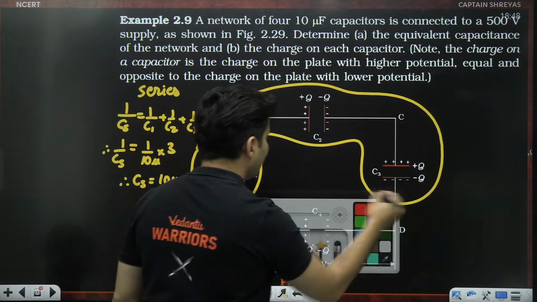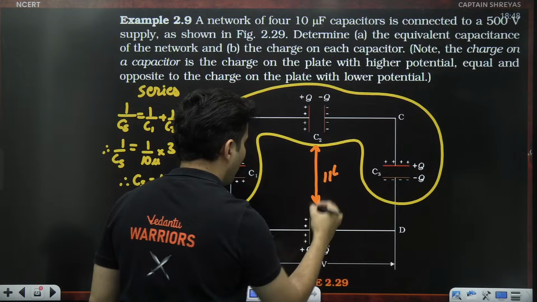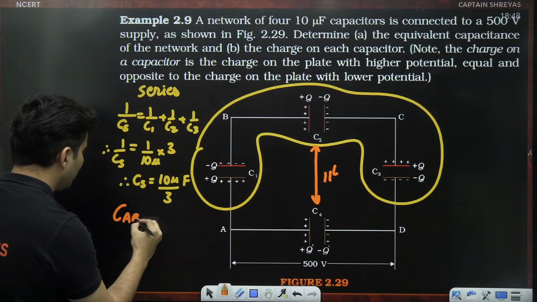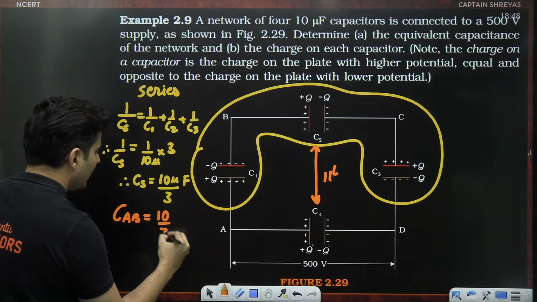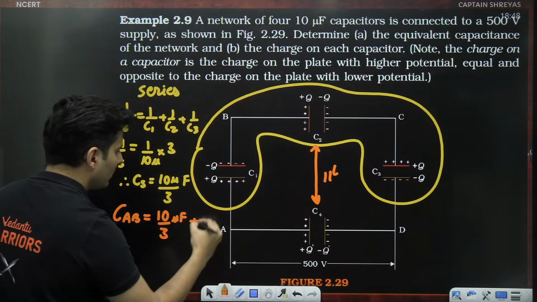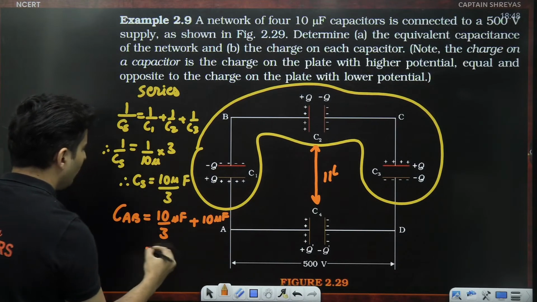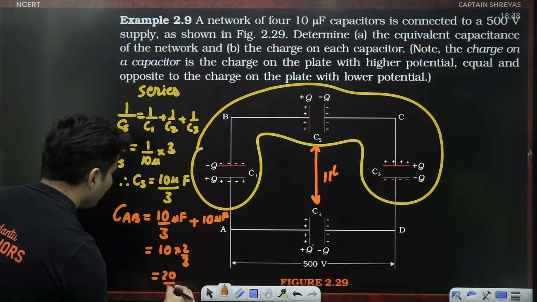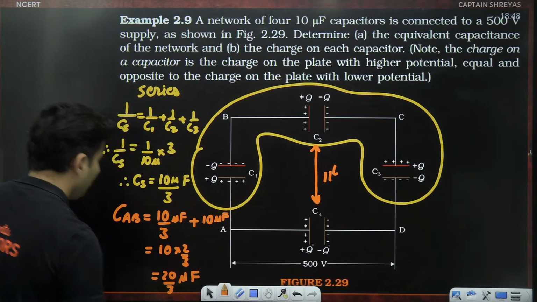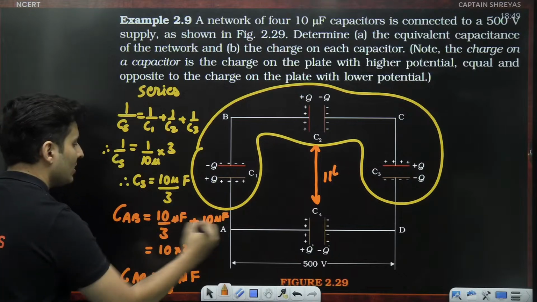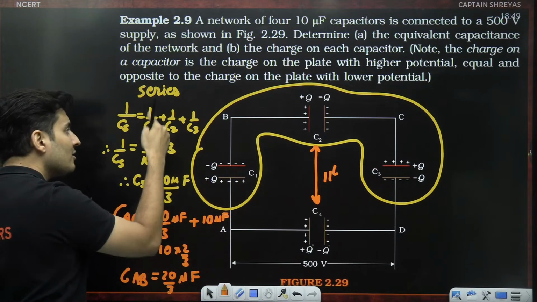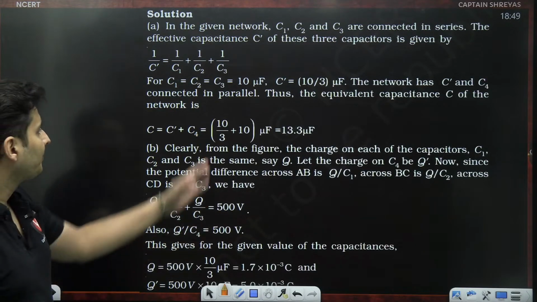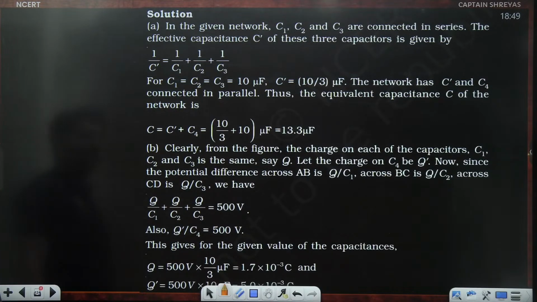Their combination with this one is in parallel. So the net effective capacitance between A and B will be, take this 10 by 3 microfarad and add it to this 10 microfarad. So 1 plus 1 by 3 is 2 by 3. So 10 into 2 by 3, which is 20 by 3 microfarad. 20 by 3 microfarad is the effective capacitance. Because they are in parallel, you add. When they are in series, you use the parallel resistors formula. So 20 by 3 should be the answer, which is also mentioned over here.